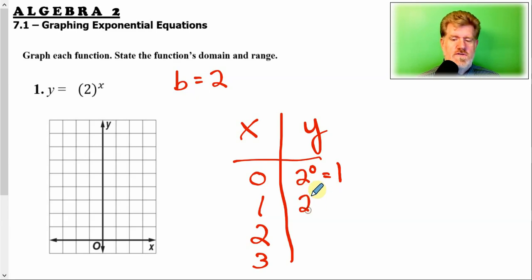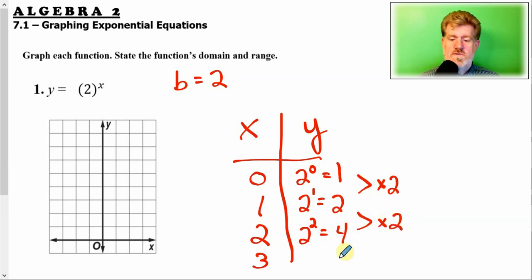So what's 2 to the first? It's 2. Now notice, this is increasing by a factor of 2. We are going up by 2 every time. 2 squared is 4. So the next number would be 8. Just going to keep going up by 2.